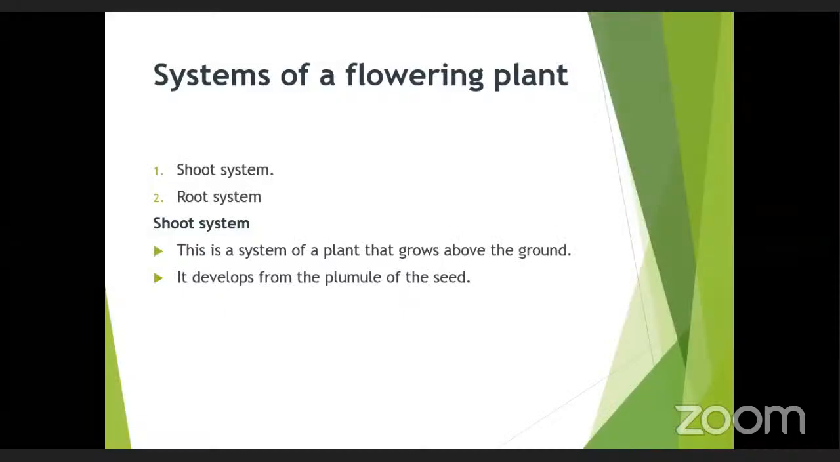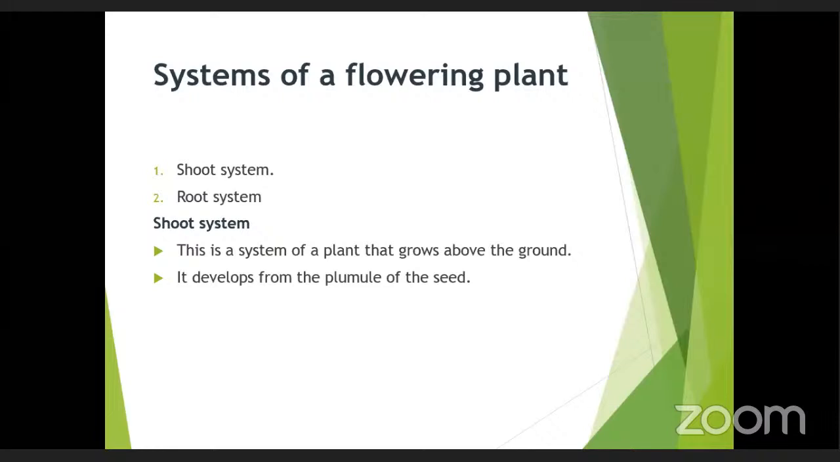So we are talking about the parts of a shoot system, and we say that the shoot system is a system of a plant that grows above the ground, and that specific part develops from the plumule of a seed. When we continue, we shall look at a seed and its parts, and you will realize that there is a part called plumule which develops into the shoot system.